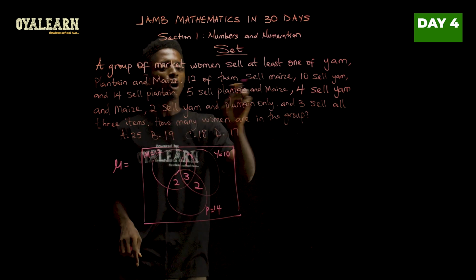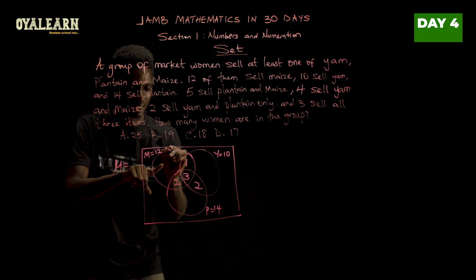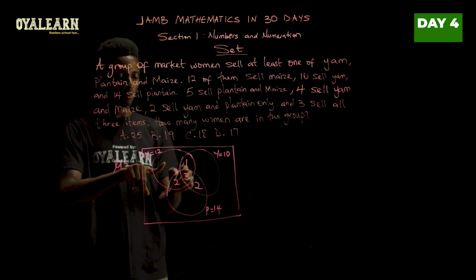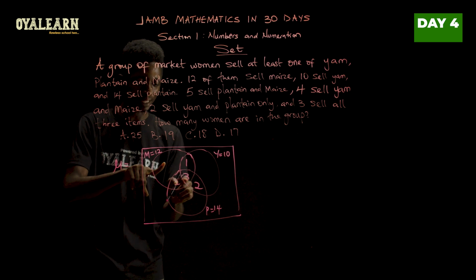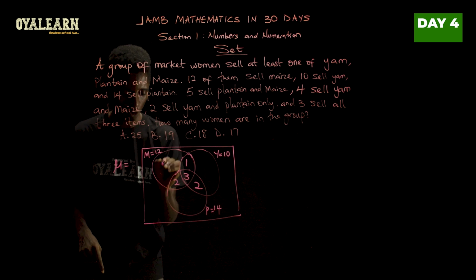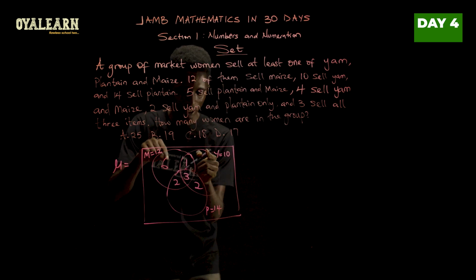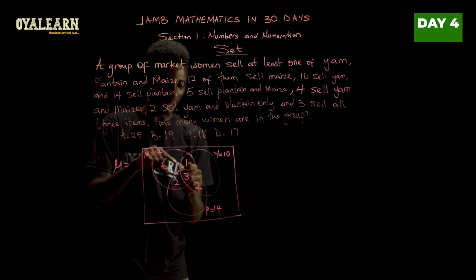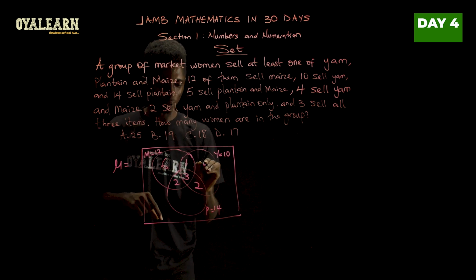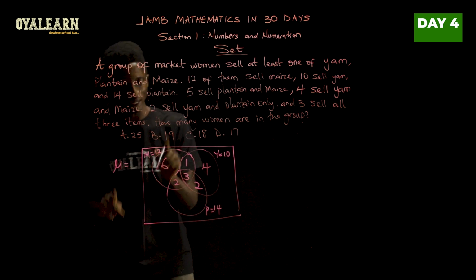So if altogether we have 12 of them selling maize, the circle for maize should have 12 in it. Out of that 12 we already have 1, 3, and 2 that add up to 6. What will be left is 12 minus 6, so we have 6 here. Now 10 sell yam. For the circle for yam, we already have 1, 3, and 2, which makes up 6. So 10 minus 6, and we have 4. That is, 4 are selling yam alone, just as 6 is selling maize alone.